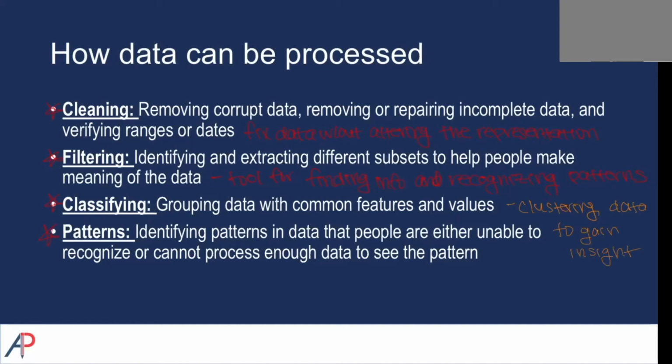And finally, pattern recognition. This is identifying patterns in data that people are unable to recognize or cannot process enough data to see. This kind of goes hand in hand with the other things that we talked about: cleaning, filtering, classifying, and patterns. In fact, pattern recognition is probably one of the more, in my opinion, interesting fields of computer science. Sometimes as humans, we have limitations to processing data because we don't compute as fast as computers do.